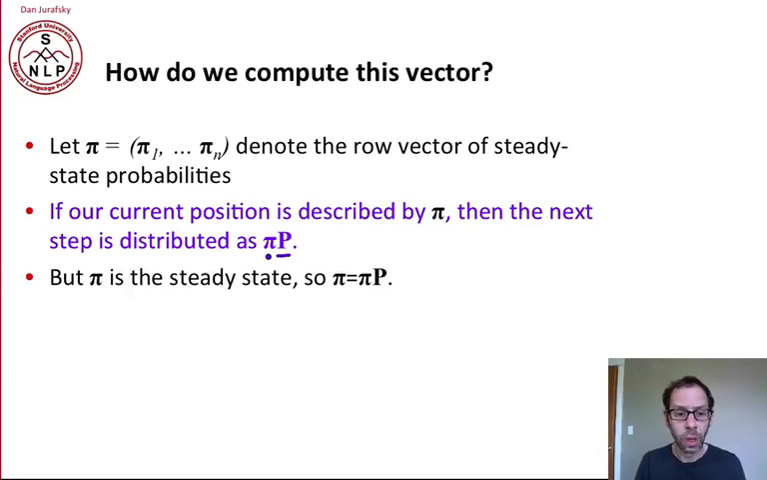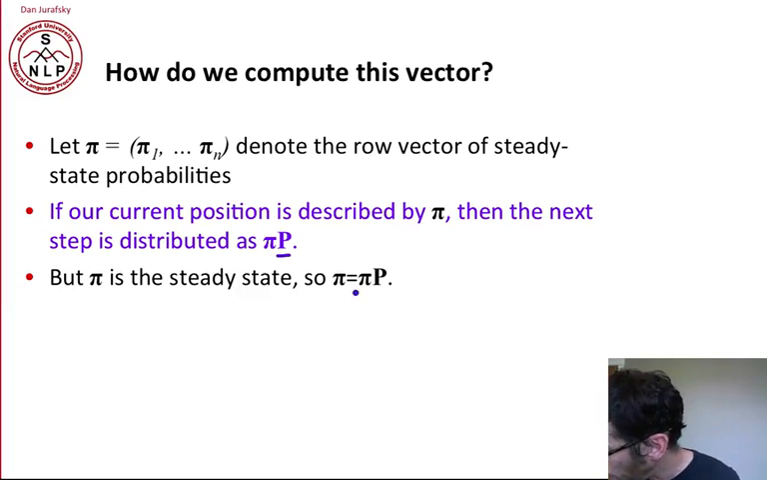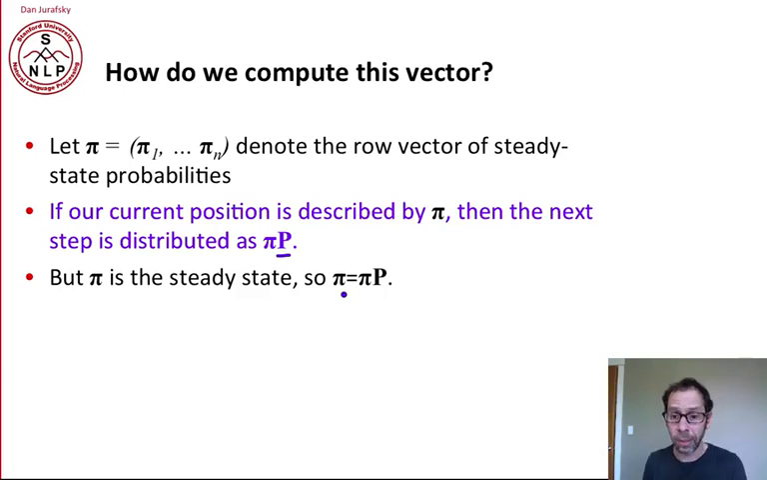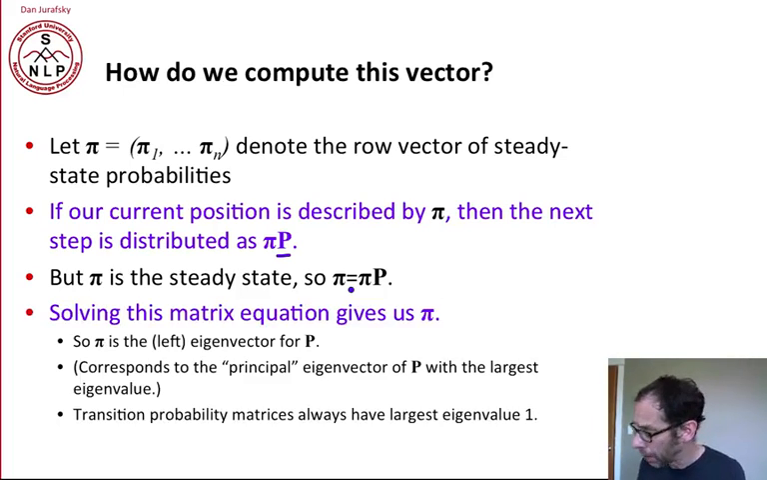Okay? But pi is the steady state. So by definition, pi is pi times P. We know that the next step from the steady state brings us back to the steady state. And if we solve this equation, what we get is pi.